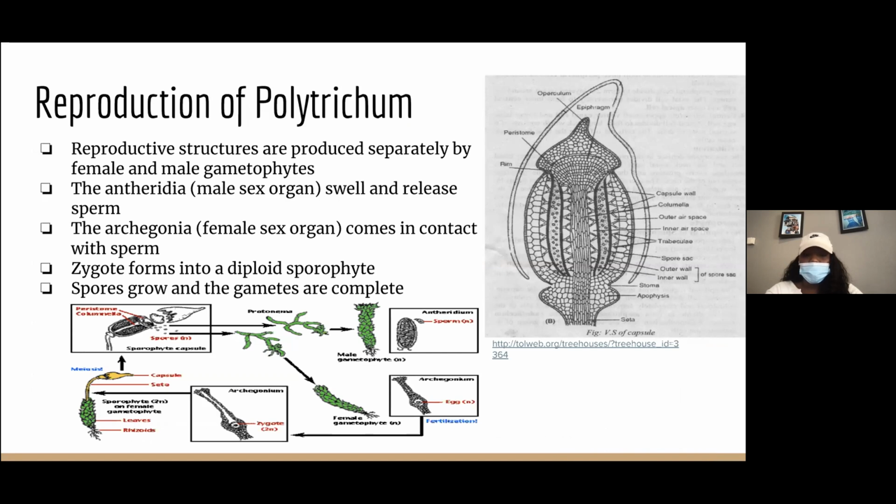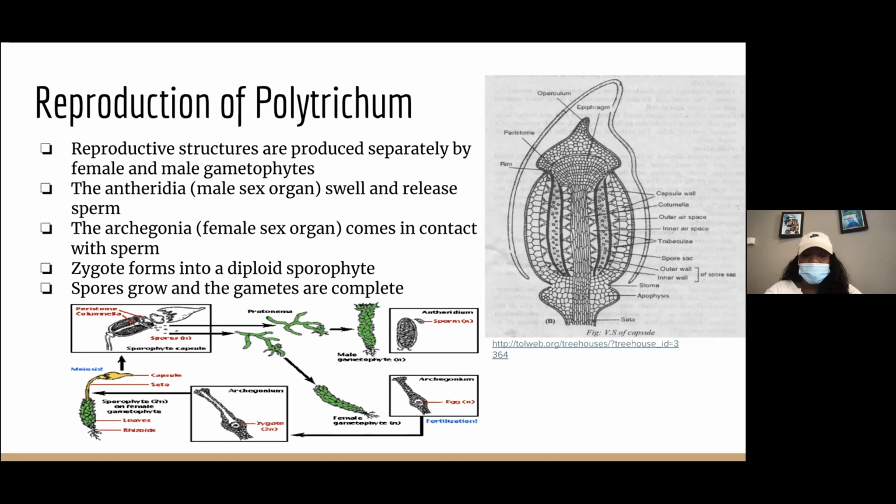The archegonia, or the female sex organ, comes in contact with the sperm, and the sperm includes flagella, which fertilizes the ovum. After fertilization happens, the zygote forms into a diploid sporophyte. The diploid sporophyte has a seta, capsule, and a foot. The seta provides nutrients for the sporophyte. The capsule helps the moss connect with the environment. The capsule is covered by the calyptra. The calyptra connects to the sporophyte but sheds after the seta elongates.